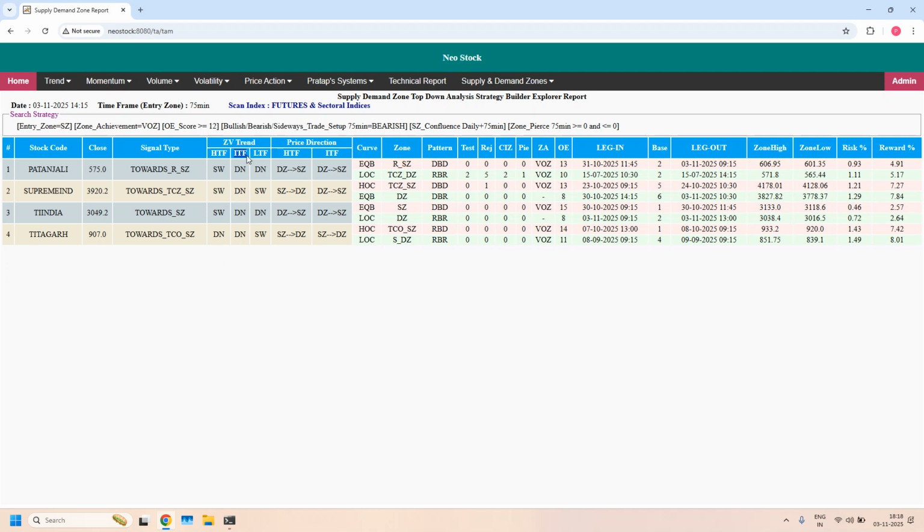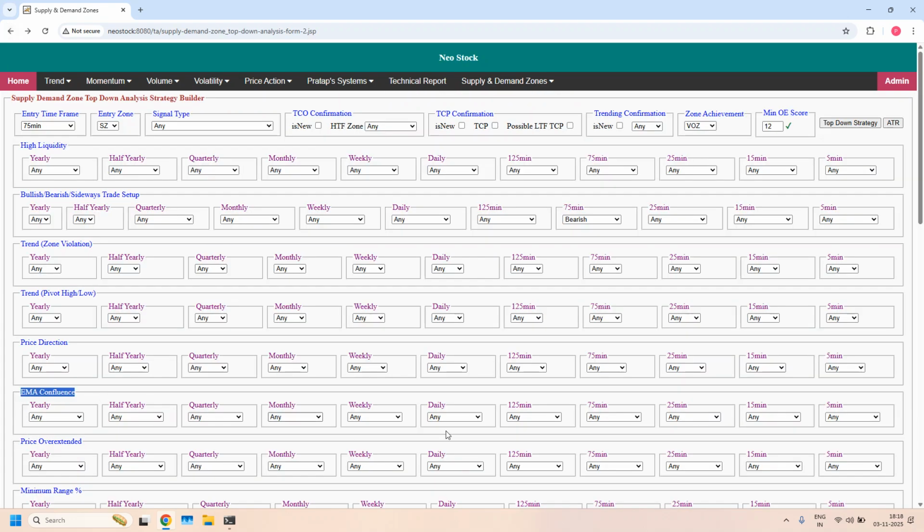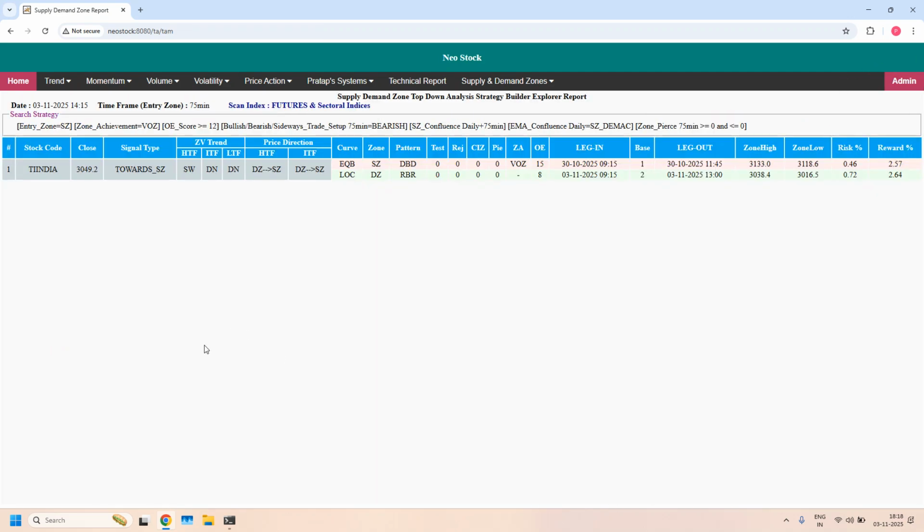Again, the daily trend is downtrend. Let's further filter based on daily supply zone having daily EMA confluence. We got 1 stock. So this 75 minute supply zone might have a higher probability to succeed, provided less than 20 checklist items are satisfied.